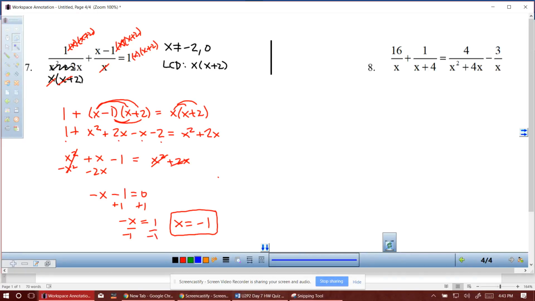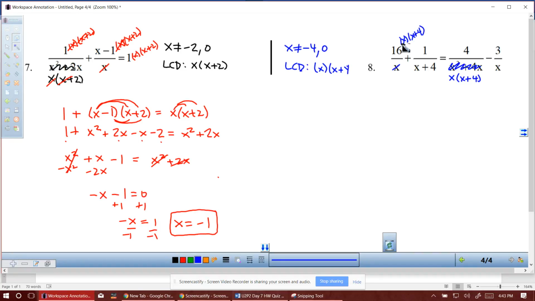And finally, we come to the last one. Same thing, I'm going to start by factoring, so that would be x times x plus 4. Kind of mark that out. This has 4 terms, but it doesn't matter how many terms it has. All that matters is I list my restrictions, so x cannot equal negative 4 and 0. I list my least common denominator. That will simply be x times x plus 4. And then all 4 terms get multiplied by x times x plus 4.